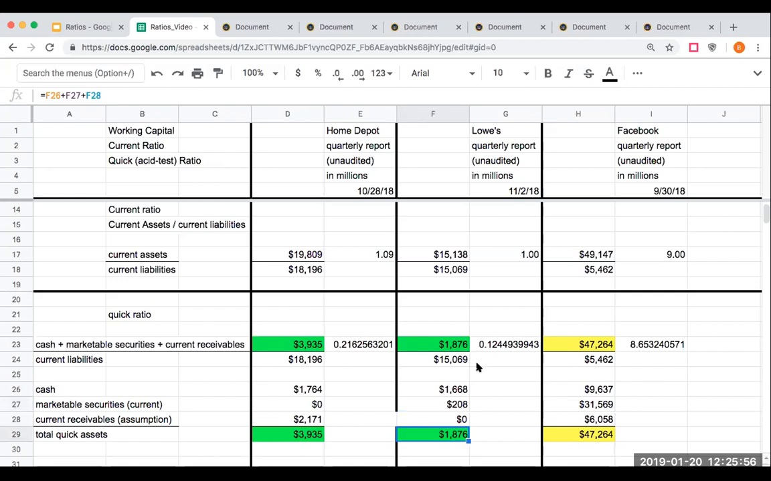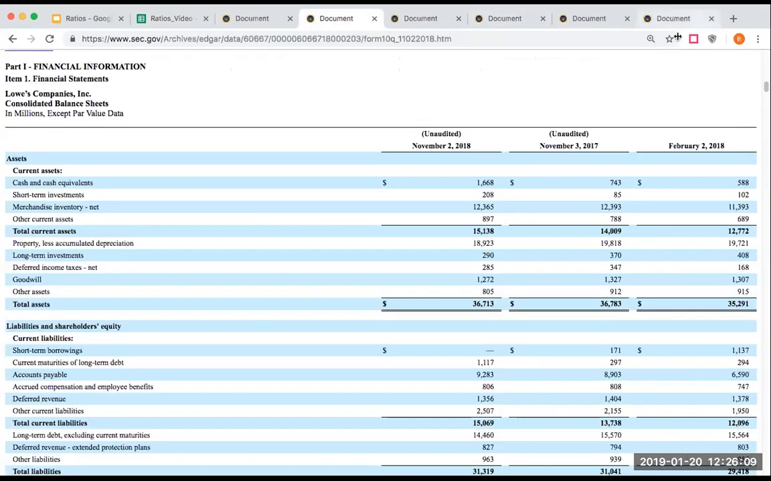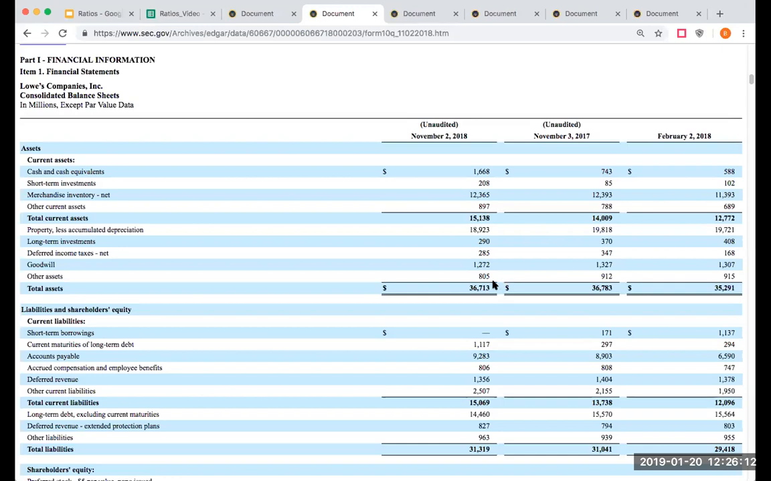So for Lowe's, their quick ratio is about 0.12, meaning that their current liabilities exceed their cash, marketable securities, and current receivables pretty significantly. With Lowe's, they have long-term debt, so it looks like they have borrowing abilities. But a lot of their current assets are in merchandise inventory, and they've got accounts payable of about $9.2 billion.